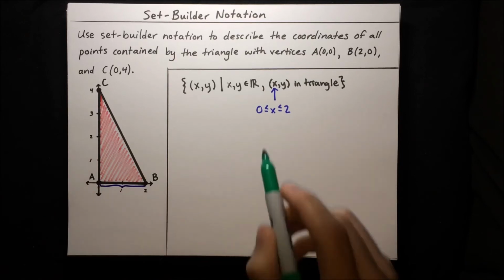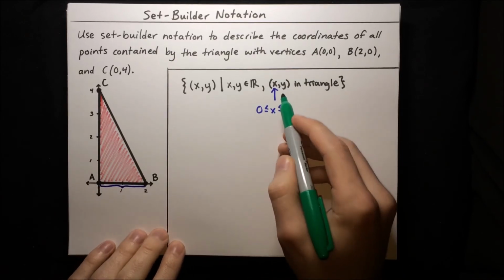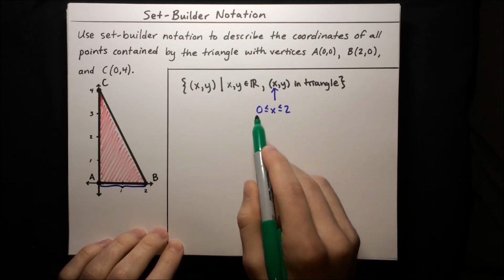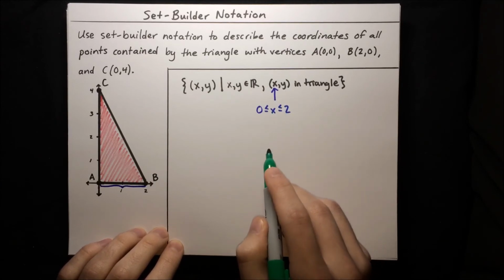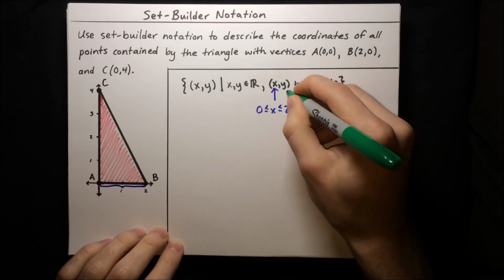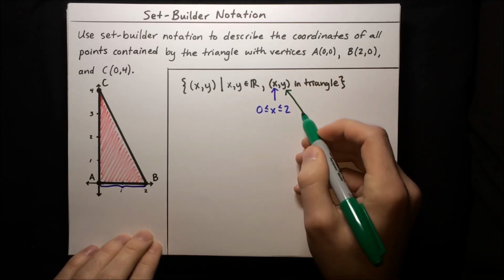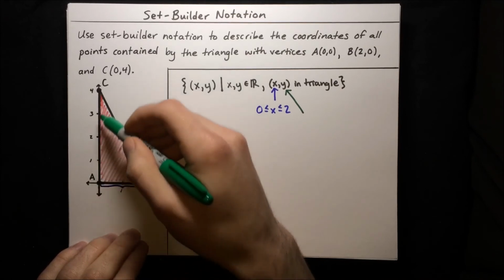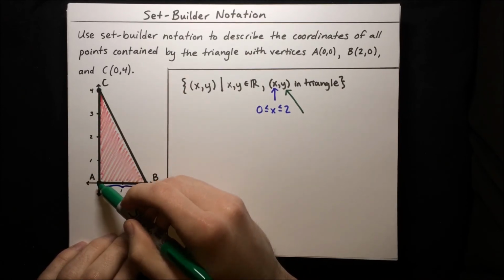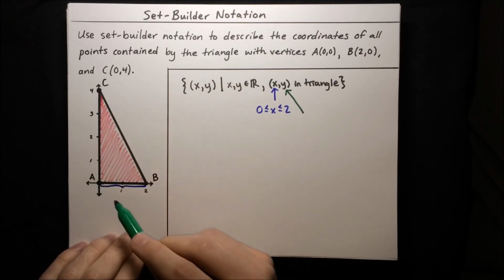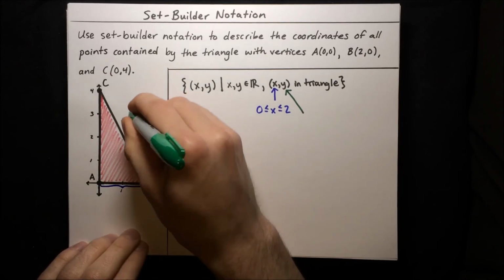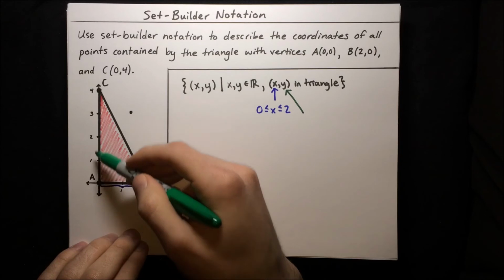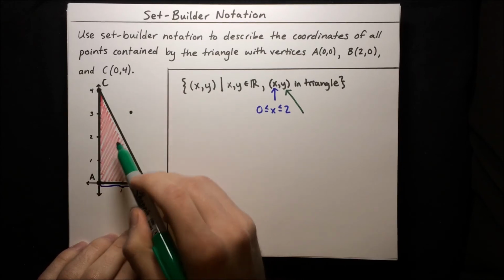Okay, so now we need a condition on y. And this one's going to be a little bit tougher. But we're going to use this condition that we already created for x. We're going to use that in our condition for y to make it a little bit easier. So what can we write as our condition for y? Well, looking at the y values, they range between 0 and 4. But it's not enough to say that the y values are between 0 and 4. Because what about, say, this point here? That point there has an x value that's between 0 and 2, and it has a y value that's between 0 and 4, but it's not in the triangle.